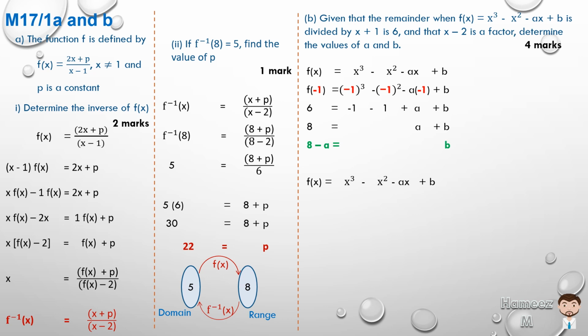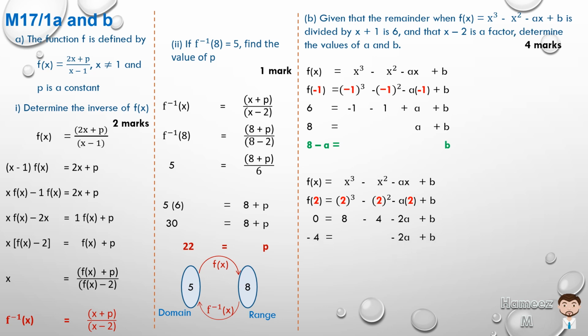And then let's substitute f of 2 into there. So we're going to get 2 cubed minus 2 squared minus a times 2 plus b. And since it's a factor, f of 2 is 0. So 0 is equal to 2 cubed, which is 8 minus 4 minus 2a plus b. So 8 minus 4 is equal to 4. We carry it across. We can have minus 4 is equal to minus 2a plus b.